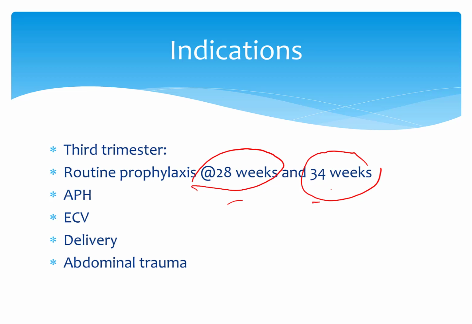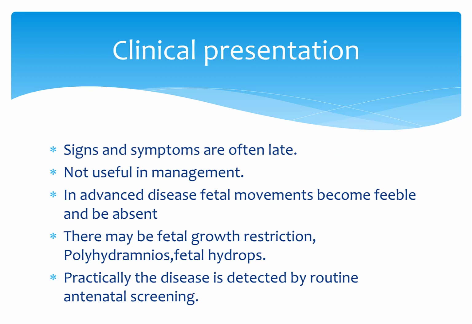But in any mother you are following in the first or second trimester, if there is any sensitization episode, it is still possible to give Rh prophylaxis. Because of the expensiveness of anti-D immunoglobulin, it is not possible to give it to all women. That is why it is stopped. Any APH, ECV, or delivery trauma in the third trimester again warrants anti-D administration.